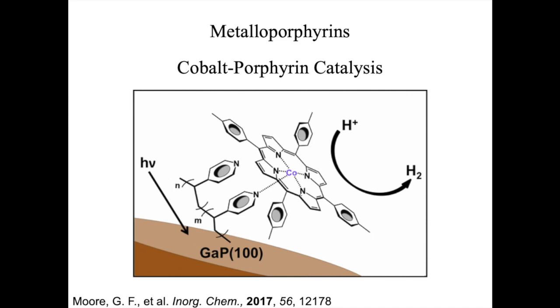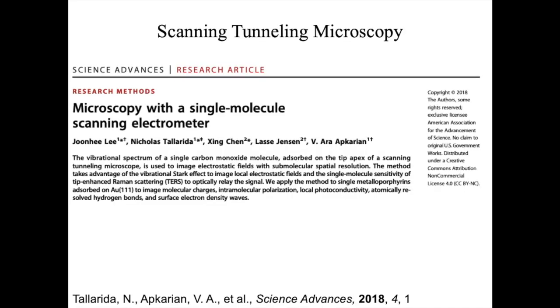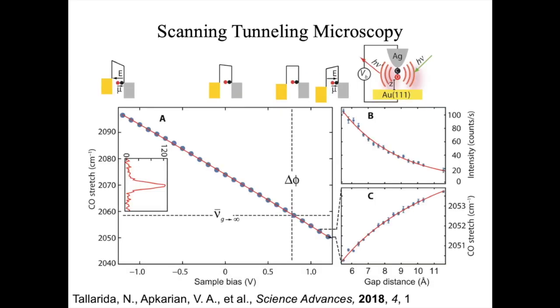So let's get back to the STM paper. So in this paper, what they're doing is they're just trying to get a topography image of that cobalt porphyrin. And here is how they do that.